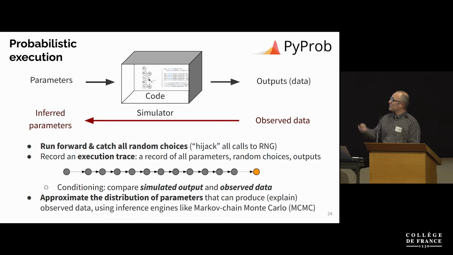So once you have all this capability, basically you run your simulator unmodified, except for redirecting this randomness to the probabilistic programming system. You run it as usual. As a side effect, you get execution traces. So that's the basis, combined with a way of doing conditioning.